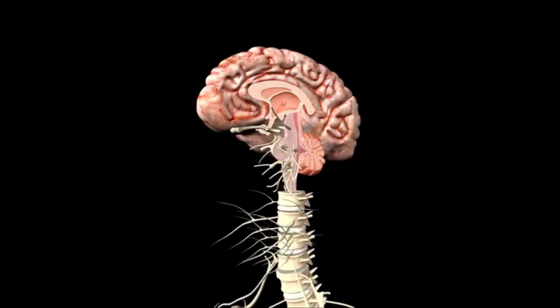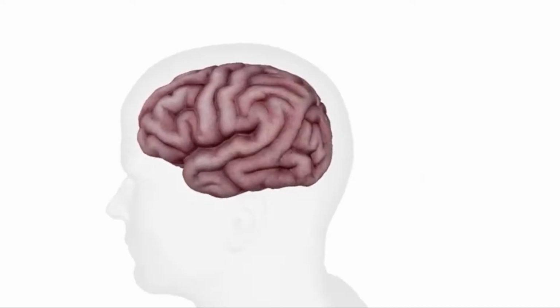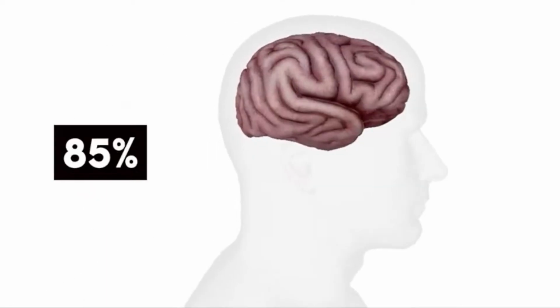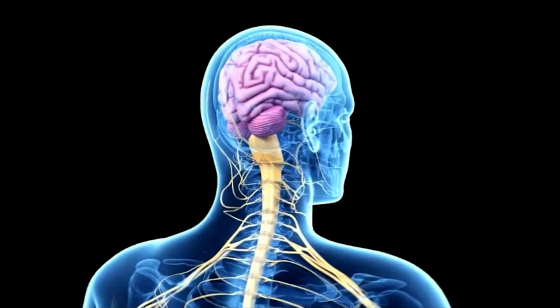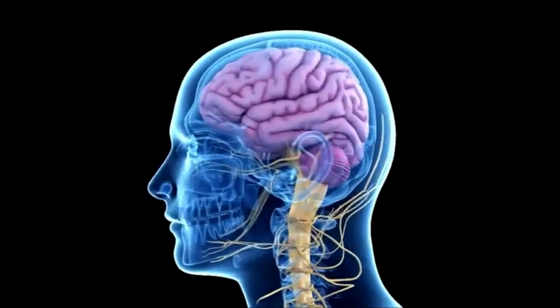Understand what these are and how they work. Cerebrum. The cerebrum is the largest part of the human brain, accounting for approximately 85% of its weight. It is responsible for most higher-order cognitive functions and can be described in further detail as follows.